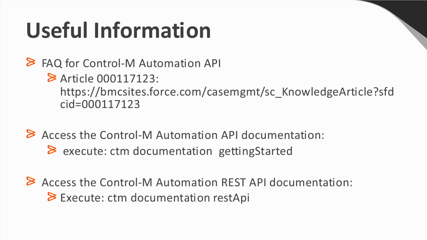You can access the Control-M Automation API documentation in the command line from the CLI interface just by executing this command: ctm documentation getting started. And also, if you are using REST API requests, and not the CLI interface, you can execute this command to see how to send the request to the Automation API.